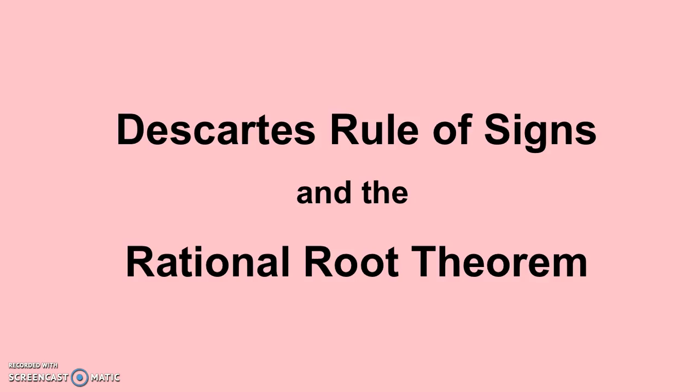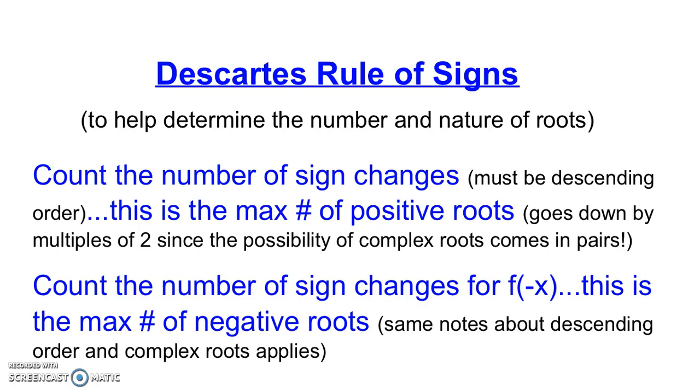This video is on Descartes' rule of signs and the rational root theorem. We're going to start with Descartes' rule of signs. The reason that we're going to use this is to help determine the number of real roots and the nature of them, so whether there will be so many positive and so many negative roots to a polynomial equation. We're going to count the number of sign changes.